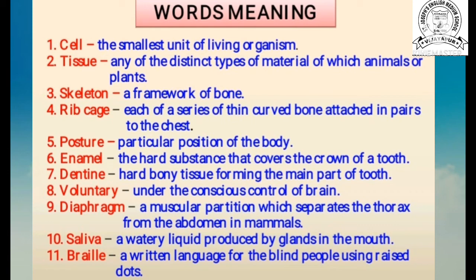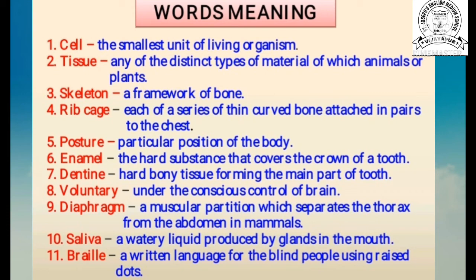Now the next word is diaphragm. Diaphragm means what? A muscular partition which separates the thorax from the abdomen in mammals. This diaphragm is a muscular partition which separates the thorax from the abdomen in mammals. And the muscles present on the diaphragm are very important for respiration.